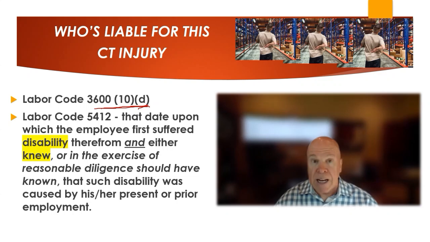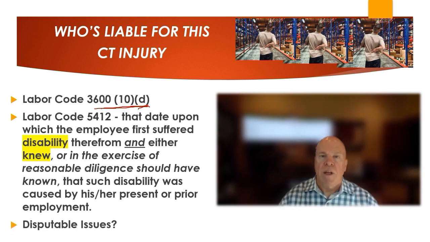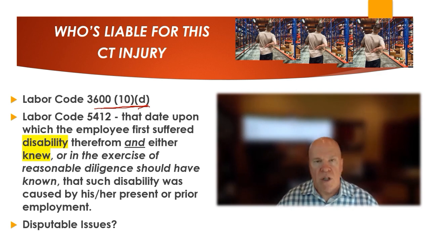5412 says that the date of injury is that date upon which the employee first suffered disability therefrom, and, so it's a two-part requirement, and either knew or in the exercise of reasonable diligence should have known that such disability was caused by his or her present or prior employment. Now, let's just take a look at this language, and this is the exact language from 5412.